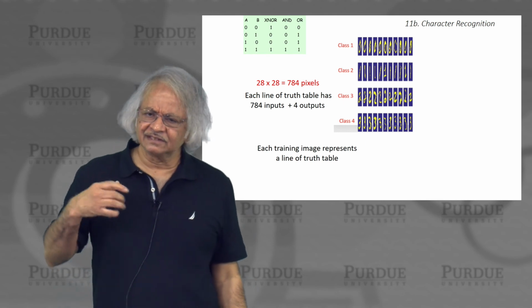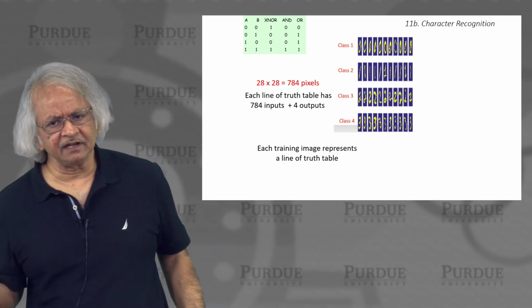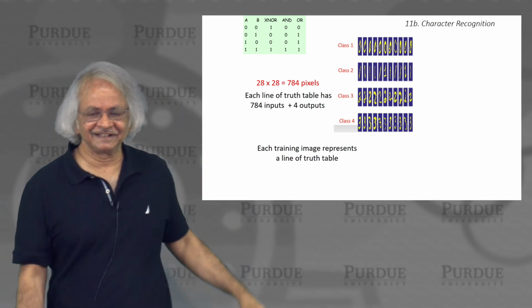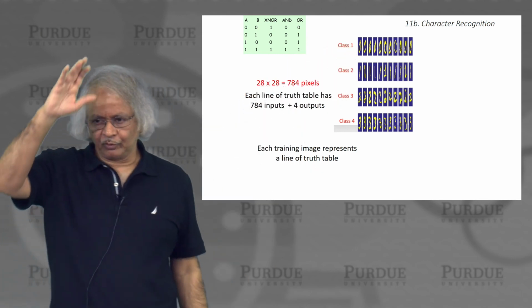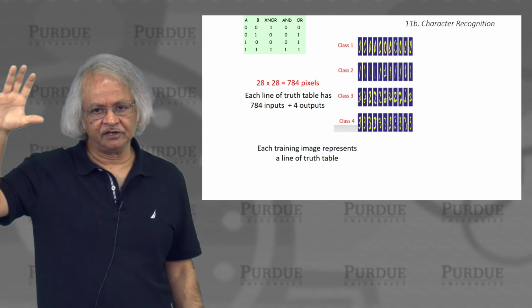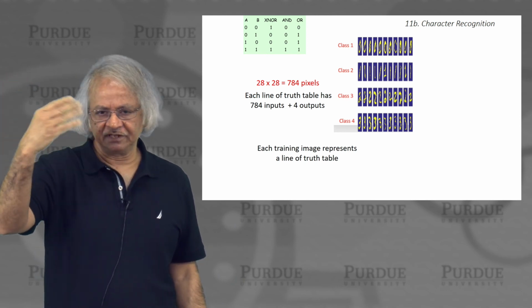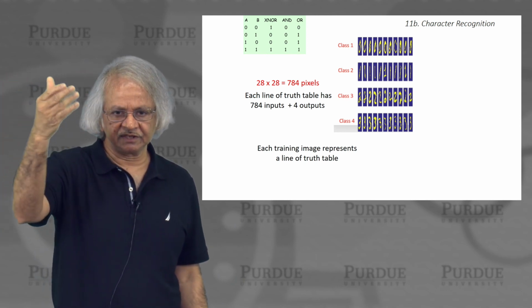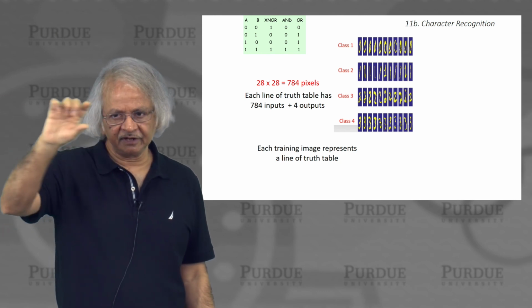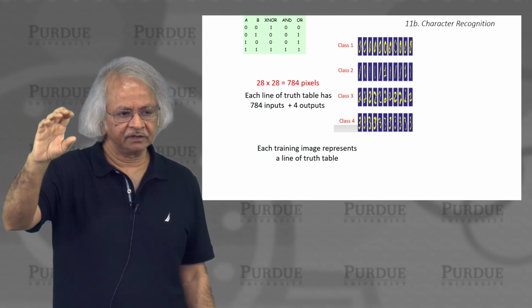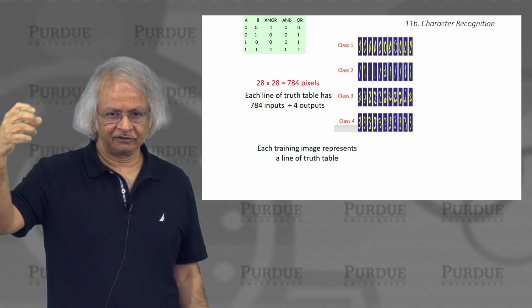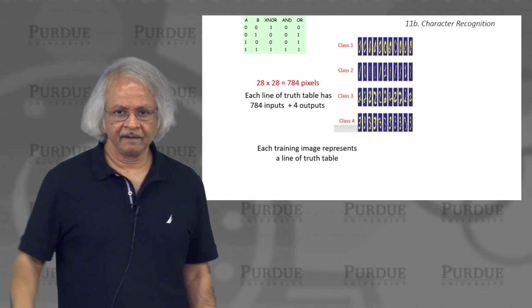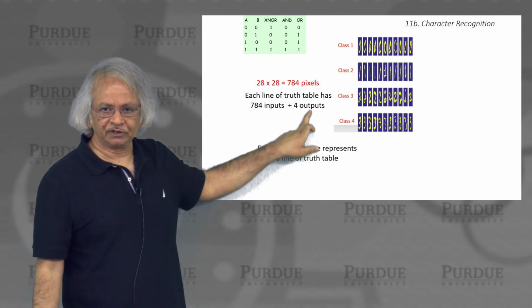And the point I want to make is these problems can also be viewed as a truth table problem, in the sense that if you look at one of these images, it has 28 by 28, which is 784 pixels. And if these are black and white images, those are plus 1s and minus 1s. So, you have 784 of these, that is the input, and then the output is, okay, is it 0 or is it 1 or is it 2 or is it 3? And so, those are the 4 outputs.